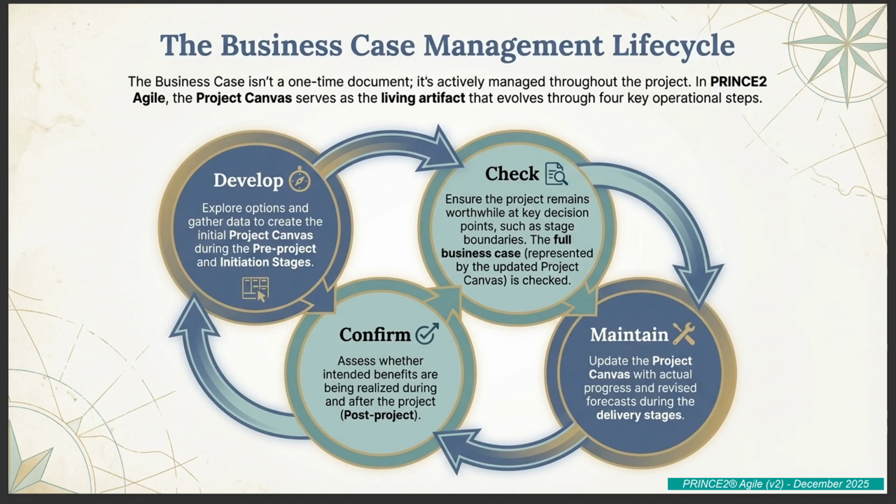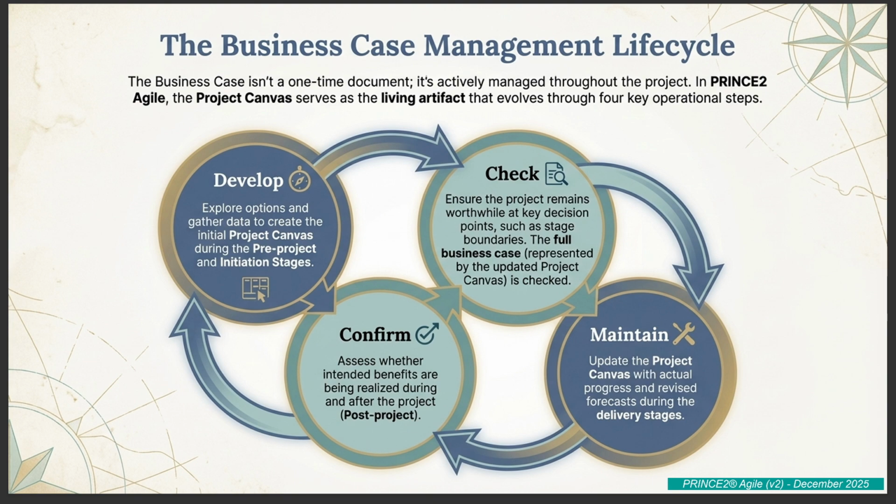What kind of things? What are the triggers? Well, if a major risk suddenly happens, or a critical assumption is proven completely wrong in a sprint, or, say, early user feedback makes you realize your benefit forecast is way off. Ah, so significant events. Significant events. The business case manager or product owner must update the canvas. This means when you get to that formal stage boundary check, the decision is based on real-time, accurate data, not a forecast from 6 months ago. It keeps it honest.